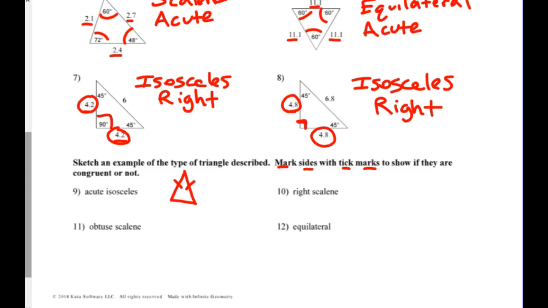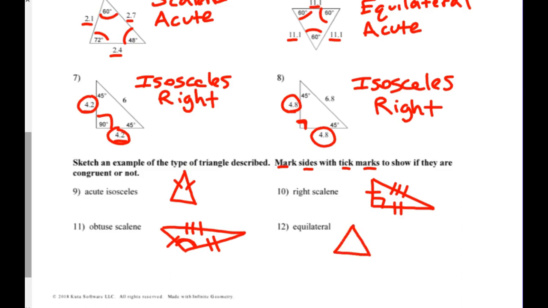Number 10, right scalene. So I'm going to make a right angle. Make sure these sides are not the same. 1 tick, 2 tick, 3 tick. Scalene, all the sides must be different. Obtuse scalene. So I'm going to get my obtuse angle here. Exaggerate the difference so I can see it. This is my obtuse angle. And then last but not least, equilateral. Every side needs to be congruent. Tick, tick, tick. All the same.